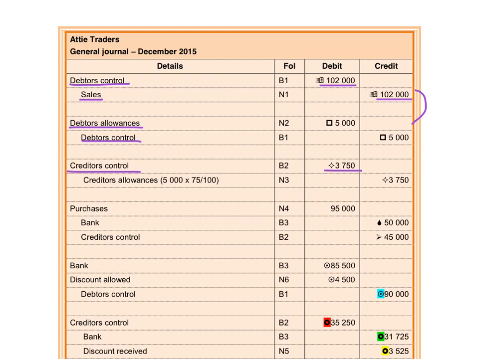The creditors control will be debited to reduce the liability with 3,750. Creditors allowances is credited because we are using the periodic inventory system. You are not allowed to record any entries in your inventory account. Creditors allowances will reduce the purchases amount. So when we buy goods, we debit purchases. And when we return goods to the creditors, it will reduce via the creditors' allowances account.